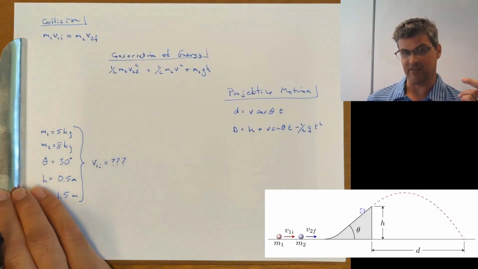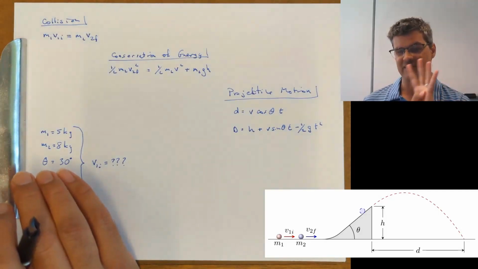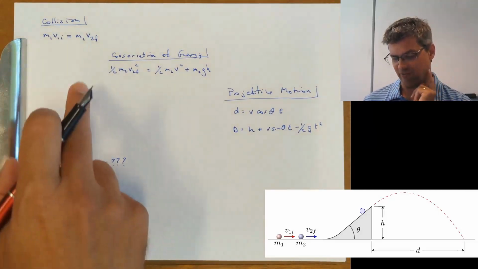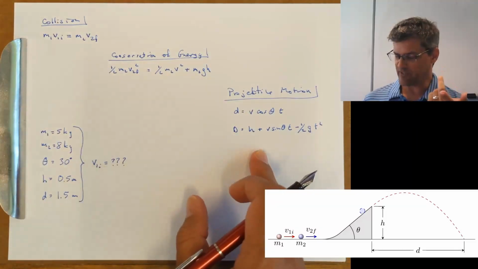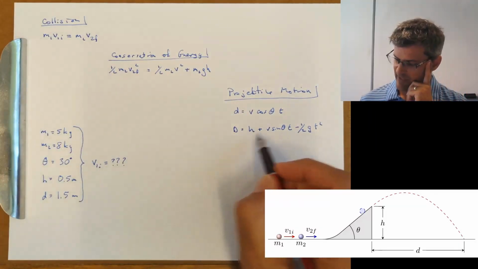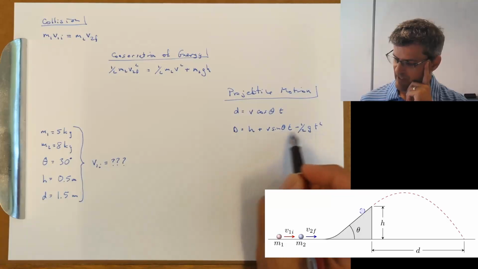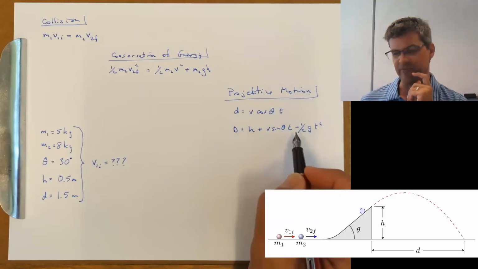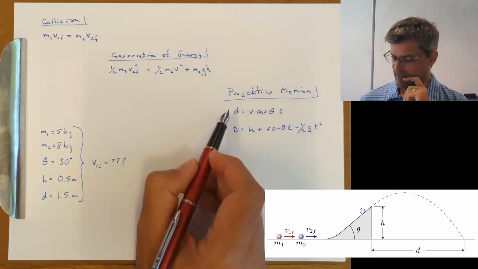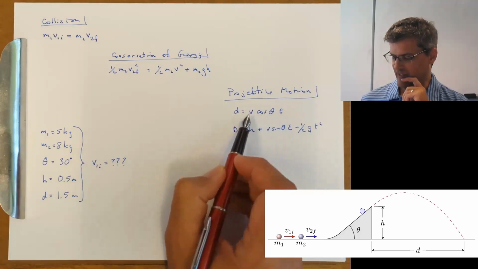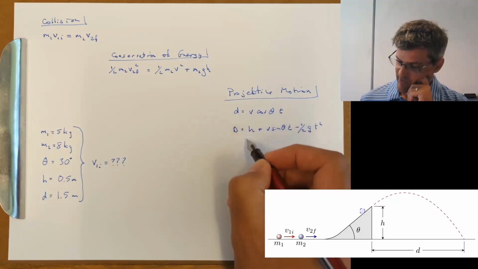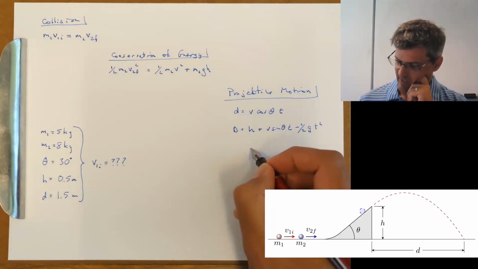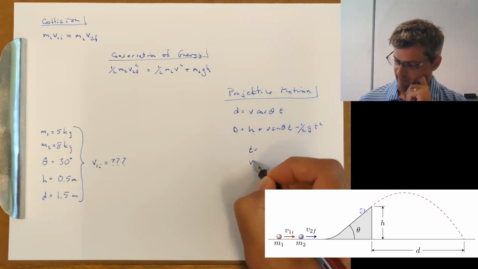How do I know this? Because there are 4 things that we don't know, and we have 4 equations that are unique. So what are the things that I don't know? Here I know H, I know theta, I know G, but I don't know T and I don't know V. In this equation, I don't know V and I don't know T, but I do know D and cosine theta. So from these 2 equations, I can get T and V.